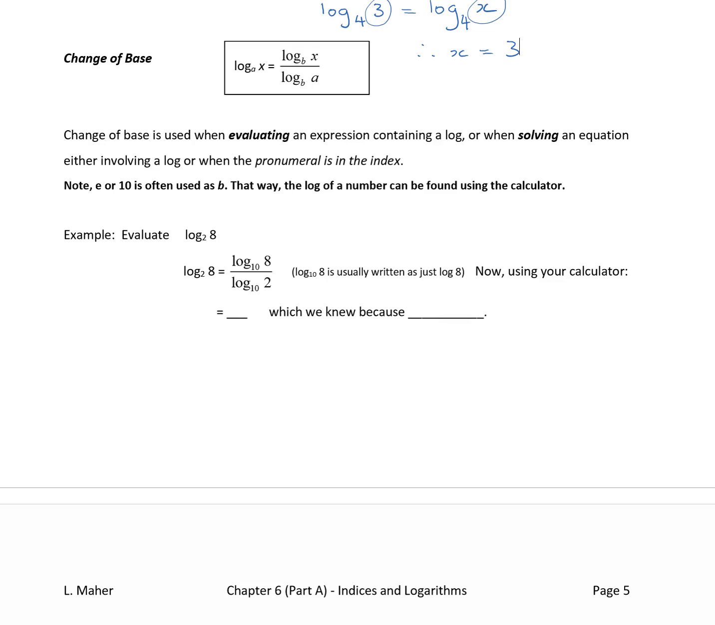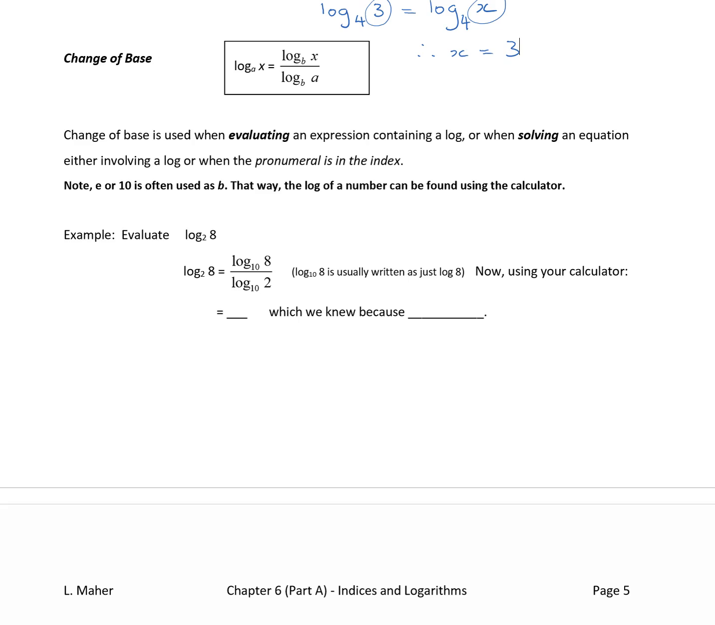Now, there will be situations where you need to evaluate or solve a log to a base other than 10 or e, which involves a number that we're not familiar with. Remember I said before, we wouldn't be asked to find the log of 25 to base 4, for example, because we don't know what to raise 4 to get 25. Well, in fact, you could be asked to do that, and you can evaluate it, although we don't have base 4 on our calculator.